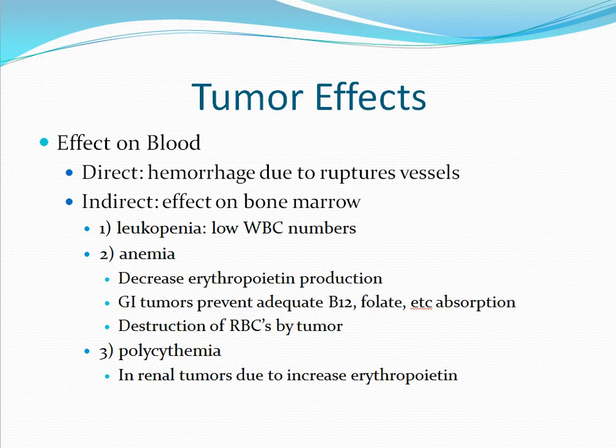Tumors also have a very high affinity for purines and folate to support their growth. So if they are absorbing these products, they are less available to support normal red blood cell production. Anemia may also be due to the destruction of red blood cells by the tumor themselves and the inability of the bone marrow to replace them. A third indirect effect is polycythemia. This is seen in renal tumors due to an increase in the amount of erythropoietin.